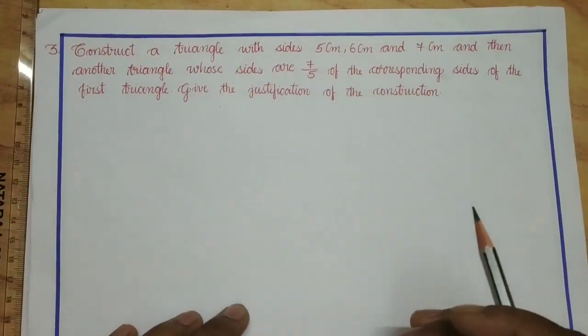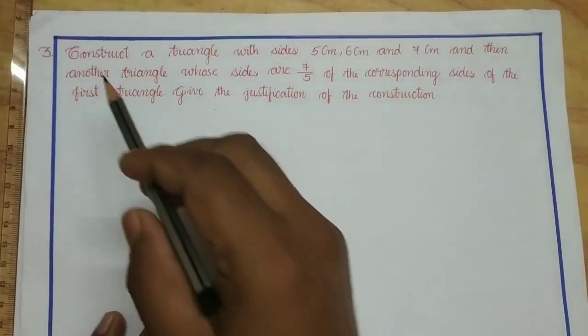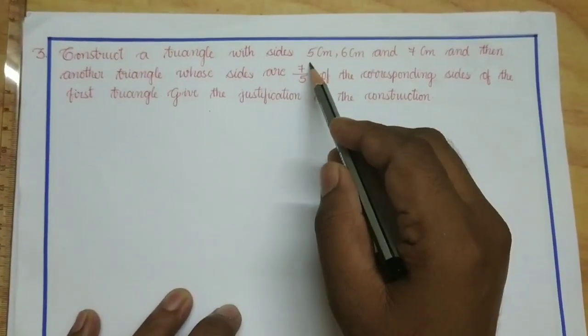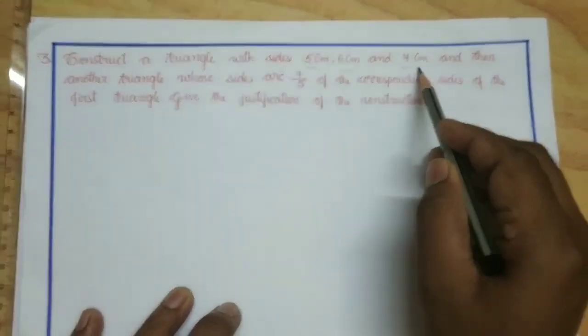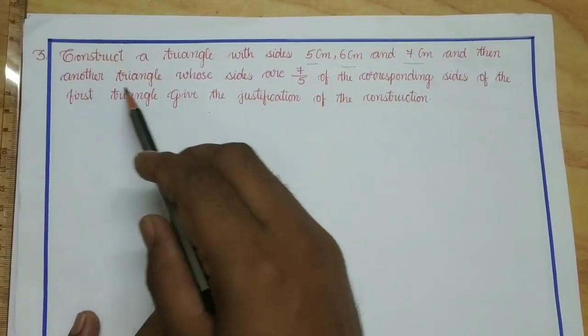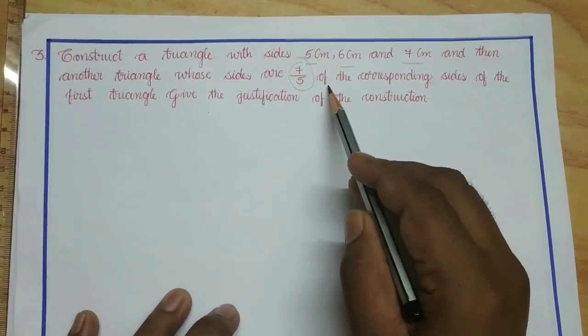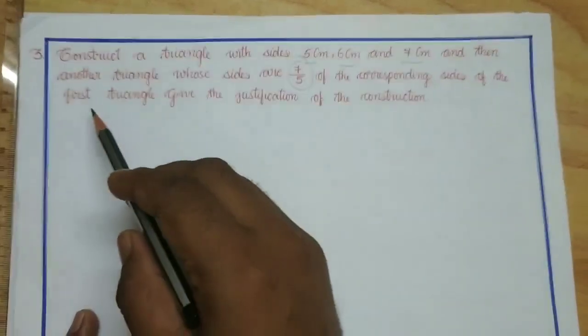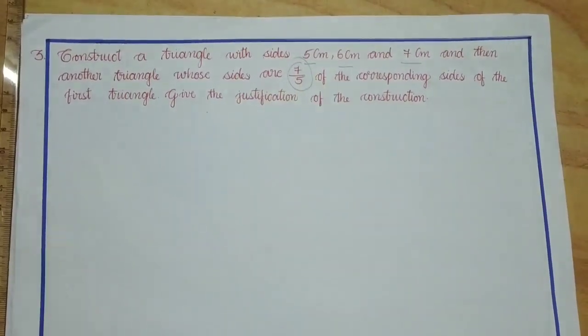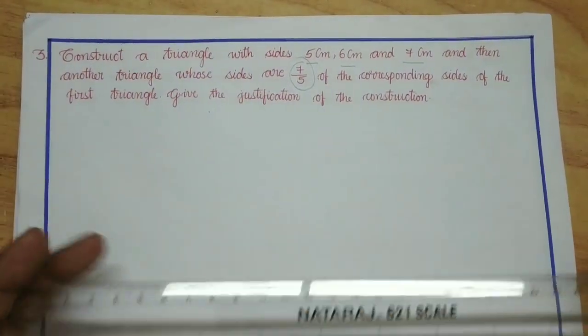Let us see one more question here. Construct a triangle whose sides are 5, 6 and 7 centimeters. Then construct another triangle whose sides are 7 by 5 of the corresponding sides of the first triangle. Okay, so here is the case.